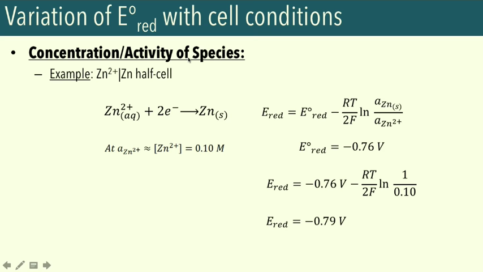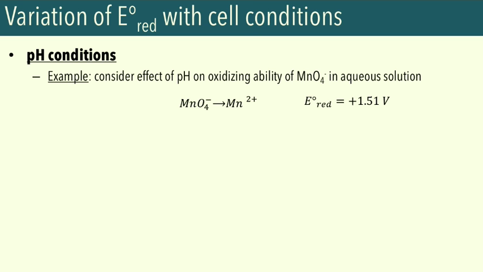Okay, so our next condition is highly related to this as well, okay, and that is the variation of pH conditions, okay? So for illustrative purposes, let's look at the effect of changing pH if we have a system involving permanganate. Okay, so the reduction potential of permanganate is a very high value, so we have +1.51 as our reduction potential. So this tells us that permanganate is a very strong oxidizing agent, okay?